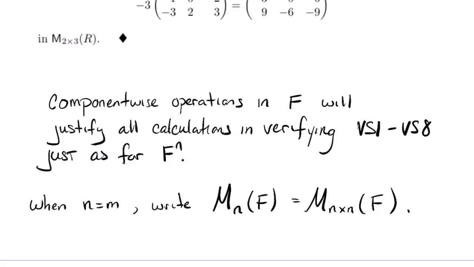Some special notation: if n and m are the same, the square matrices, it's a pain to write m, n, n. So we just write the n once. So if you just see one variable there, like M sub 3 of F, it means 3 by 3 square matrices.